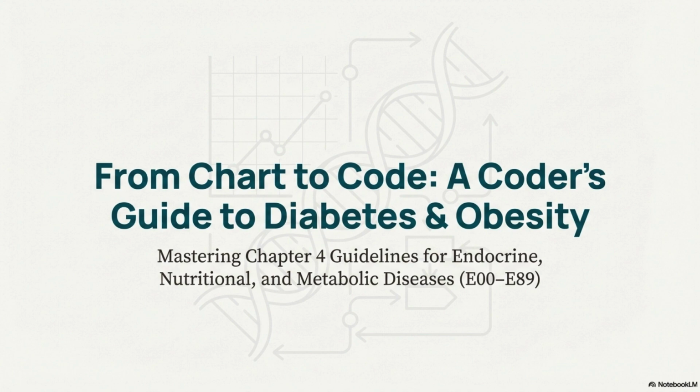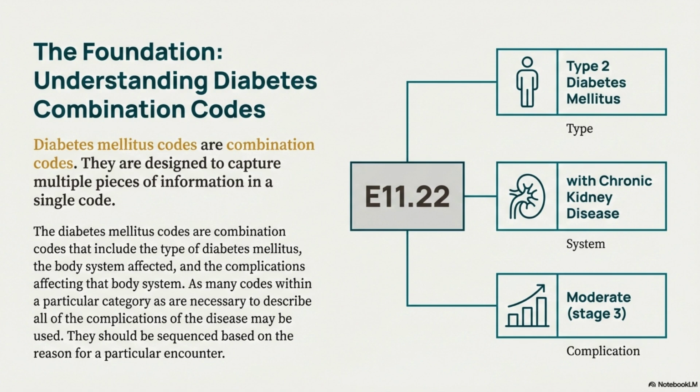Alright, let's jump in. Let's start with the foundation of diabetes coding: combination codes. These codes capture three things in one: the type of diabetes, the body system involved, and the specific complication. For example, E11.22 tells us the patient has type 2 diabetes with chronic kidney disease. You would then add an additional code to show the stage of the CKD, such as stage 3. And remember, use as many codes within the diabetes category as needed to capture all documented complications and always sequence them based on the reason for the encounter.